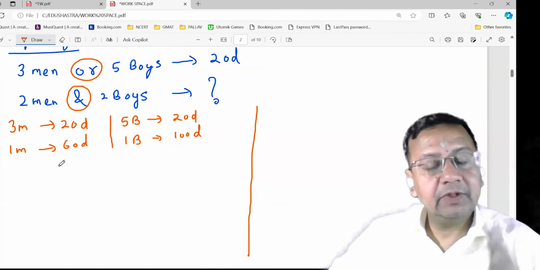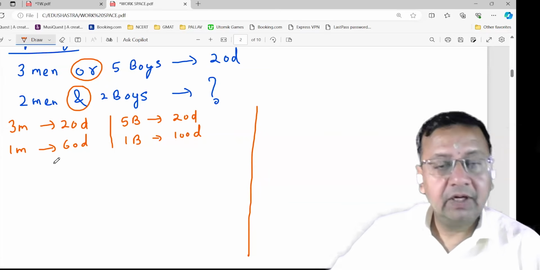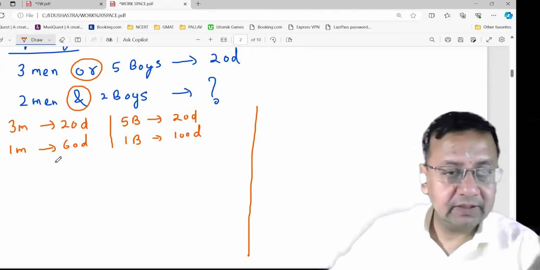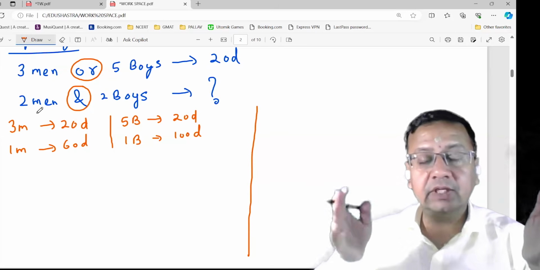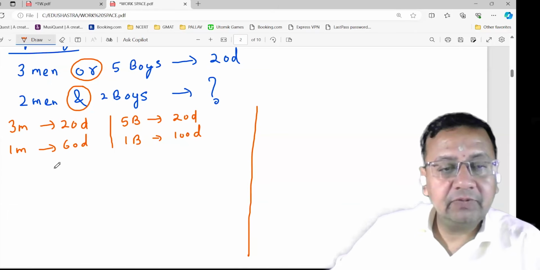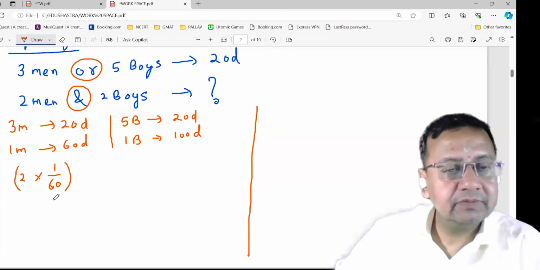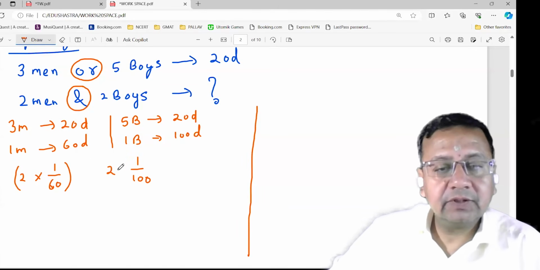So now if you apply the unitary method here, how much work will be done in one day? 1/60 for man. How much work for boys? 1/100, right? So now take the second line, 2 men and 2 boys, now they are working together, right? Combined group. So if one man is doing a work in one day, 1/60, so 2 men will do 2 into 1/60, right? If one boy is doing a work in one day, 1/100, so 2 boys are doing 2 into 1/100, right?